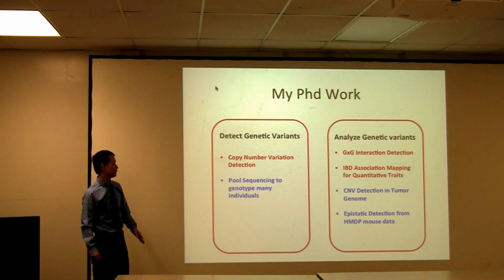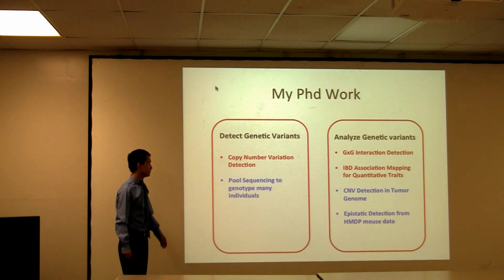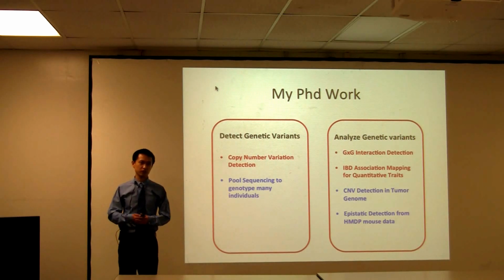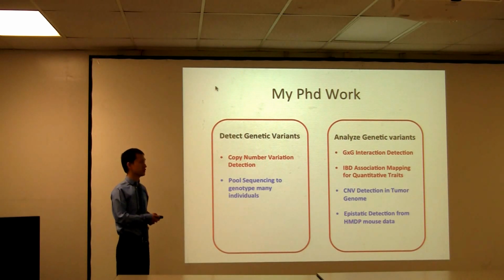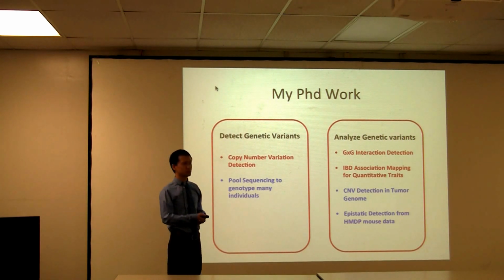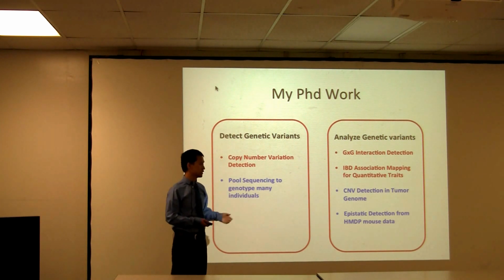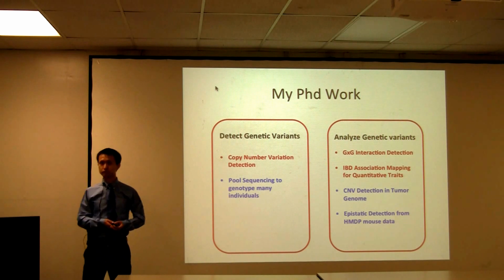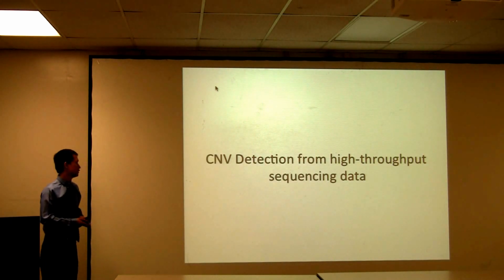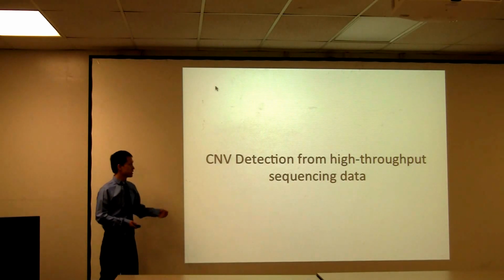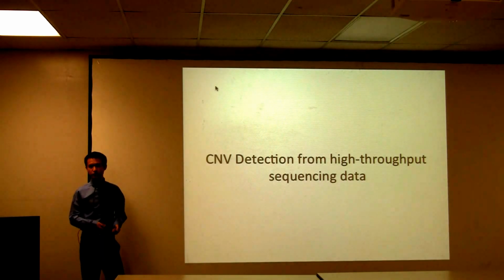Today, I will mainly talk about 3 projects. The first one is copy number variation detection from high-throughput sequencing data. The second project is gene-by-gene interaction detection. And the third project is IBD association mapping for quantitative traits. Now, I'm going to talk about the first project, which is the CNV detection from high-throughput sequencing data.